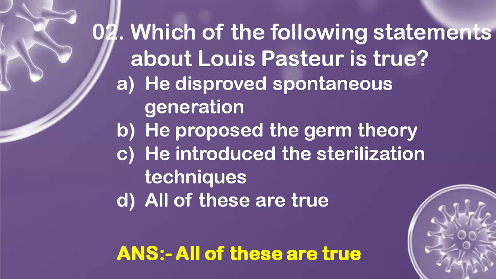Next, he proposed the germ theory of disease. So what is the germ theory of disease? According to the germ theory of disease, infections are caused by germs, that is microorganisms. That was also proposed by Louis Pasteur. And he introduced sterilization techniques. What is meant by sterilization? It is the process of killing microorganisms from articles, surfaces and culture media, including the spores. Sterilization techniques were given by the scientist Louis Pasteur. So all of these are true.